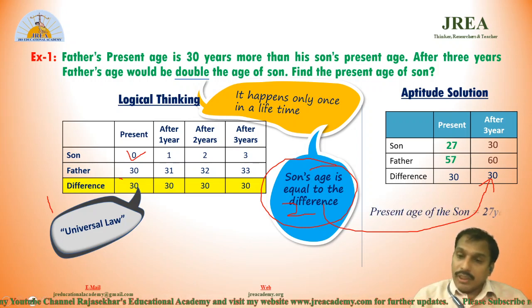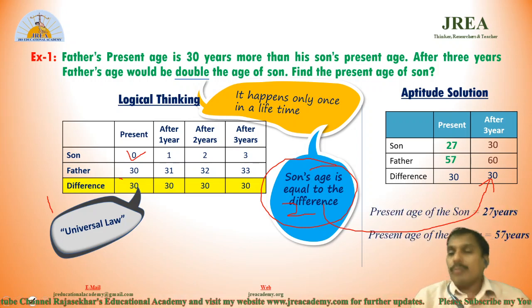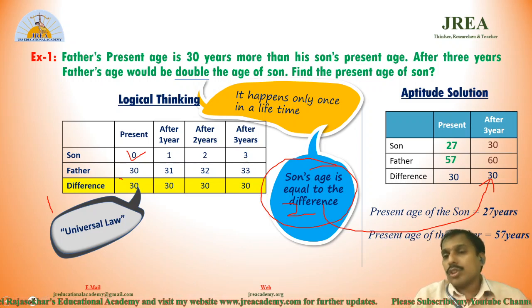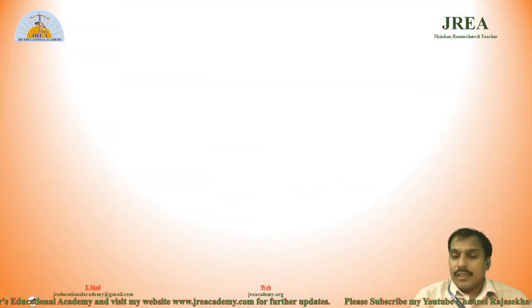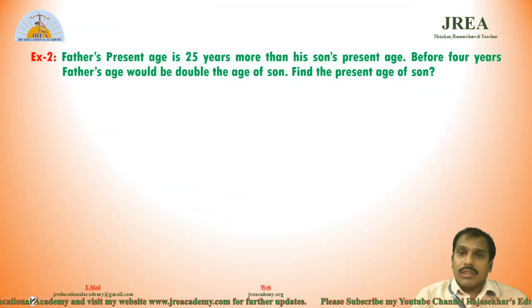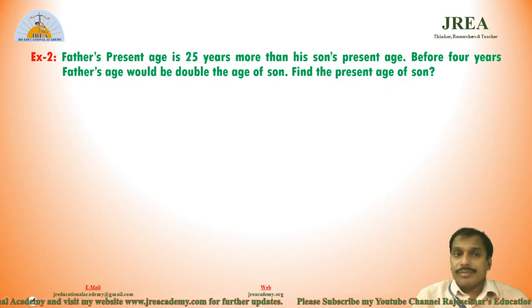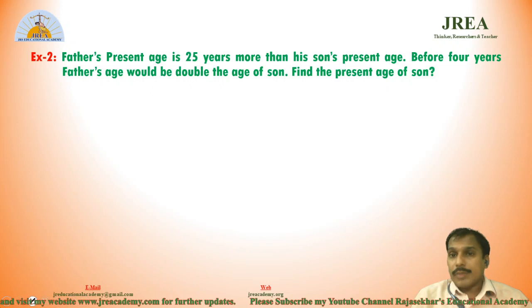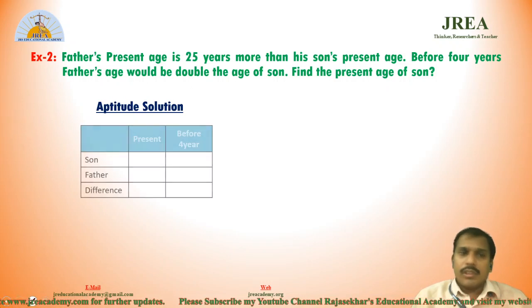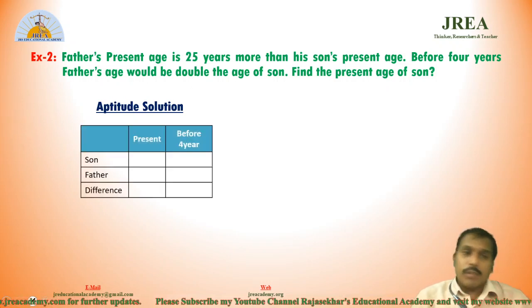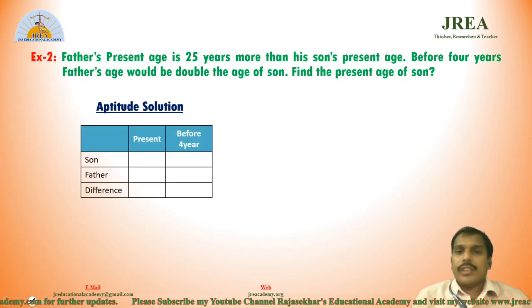Once again, I am taking another example to solve the problem using only the aptitude solution, without using any mathematics. See how it is. This is the second example, almost a similar problem. See, father's present age is 25 years more than his son's present age. Based on the first statement, this is the aptitude solution. This is the relationship table. See, the difference is 25 years.